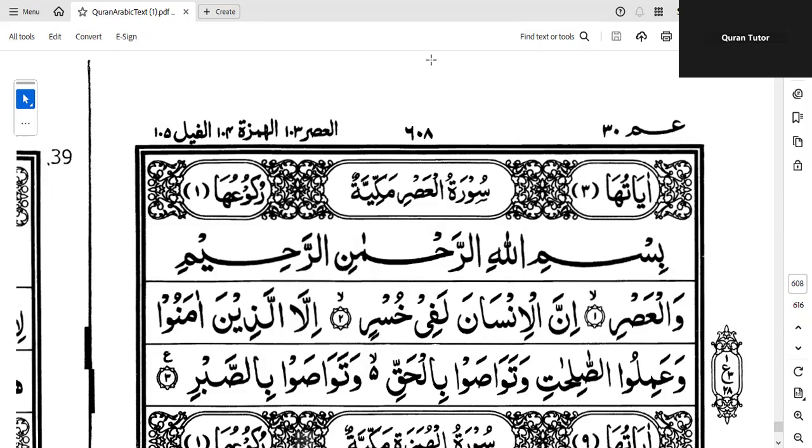Now, today your lesson is Surah Al-Asr. Sorry, not Nasr, it is Asr. Surah Al-Asr Makkiyah. So first of all, we say A'udhu Billah and Bismillah.